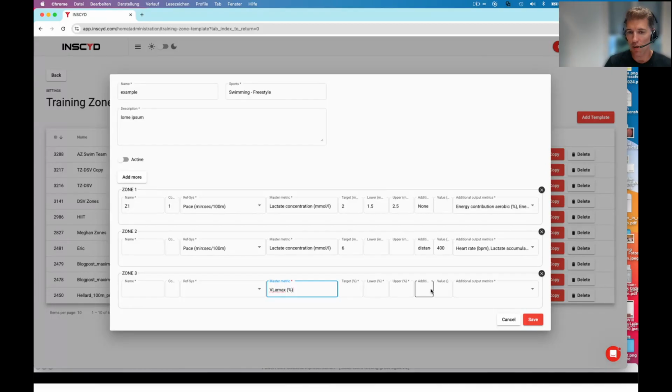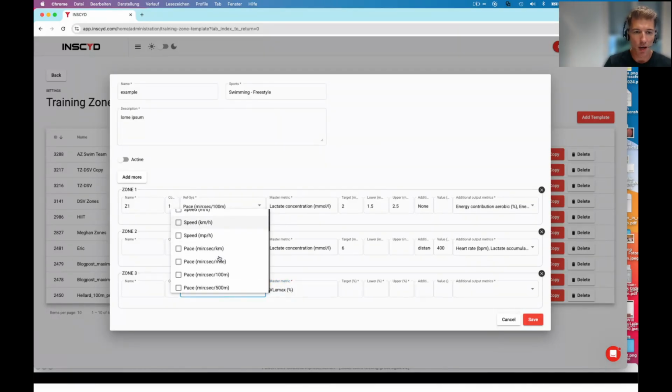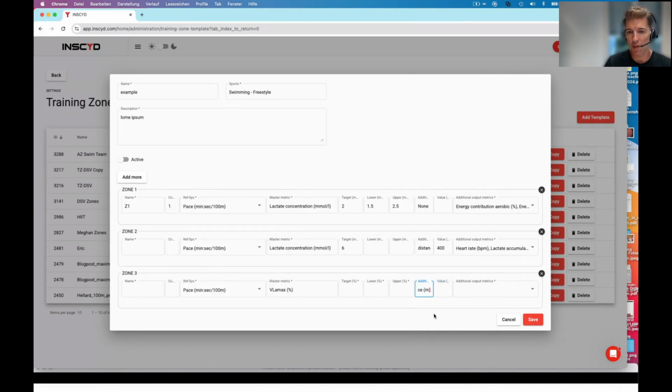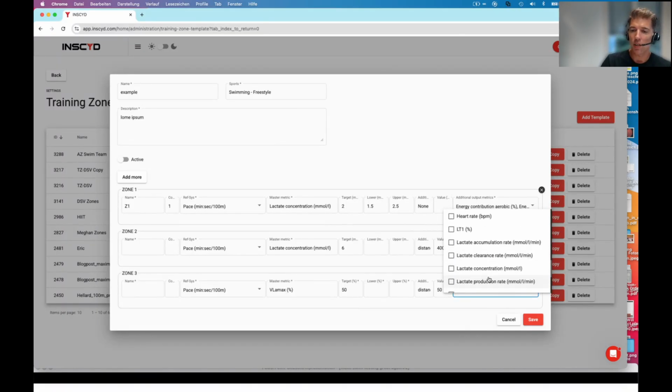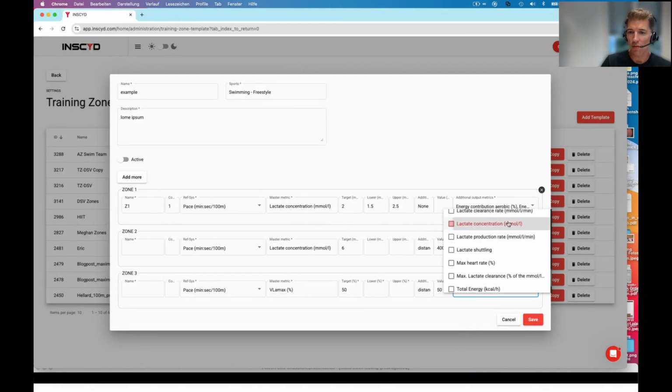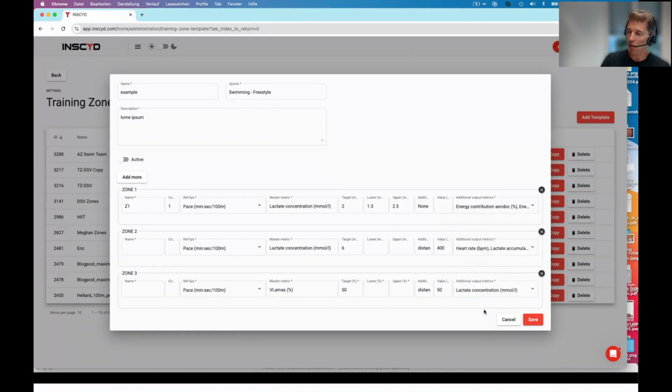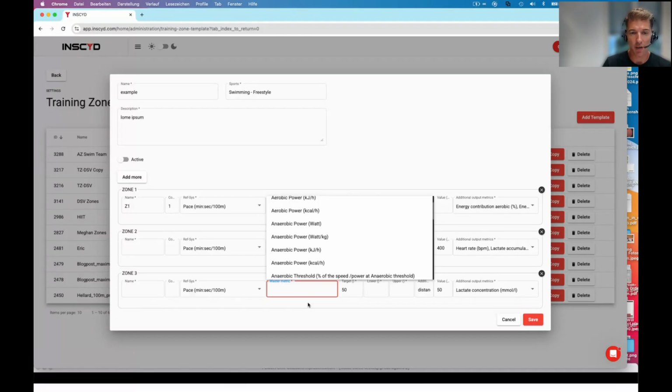So I want, for example, a 50-meter effort, a sprint, which gives me 50% utilization of the glycolytic system. And then I want to know what is my lactate concentration afterwards, because that helps me to understand how long the athlete needs to recover. This is how you can set it up. And you can set it up also with, of course, percentage VO₂max and whatsoever.